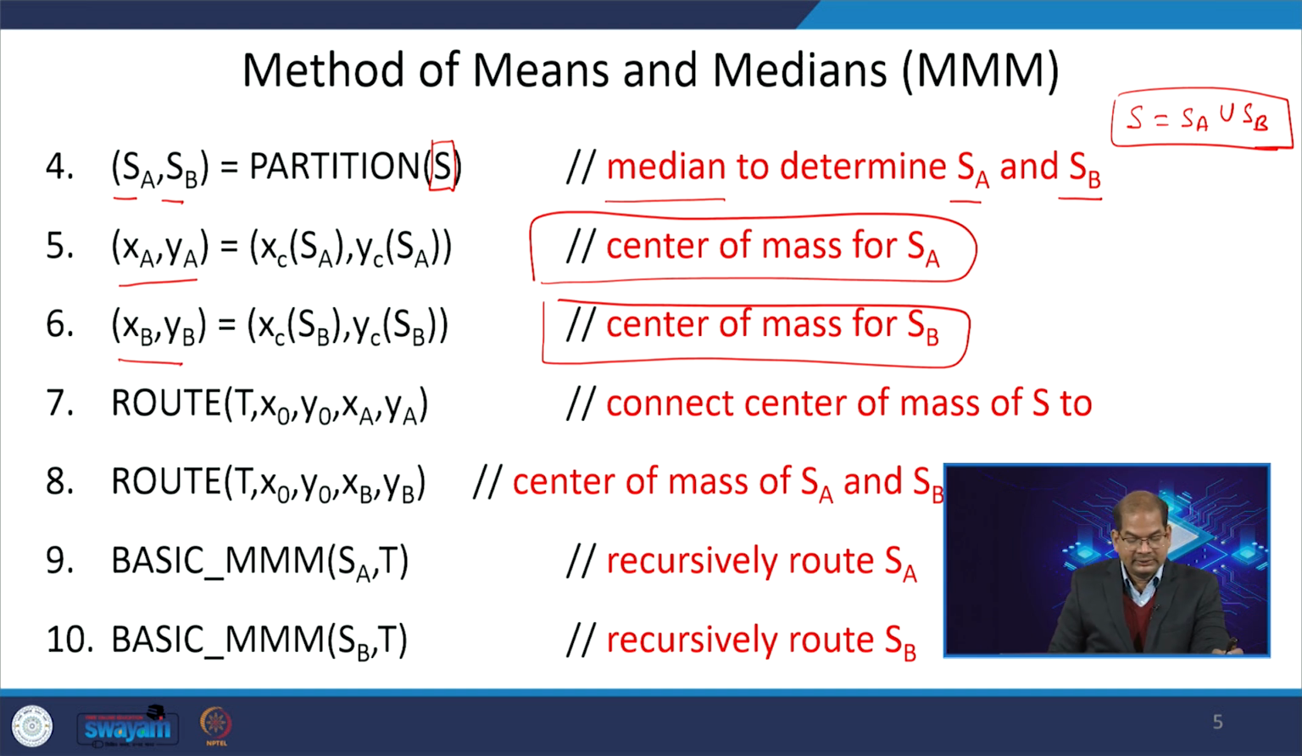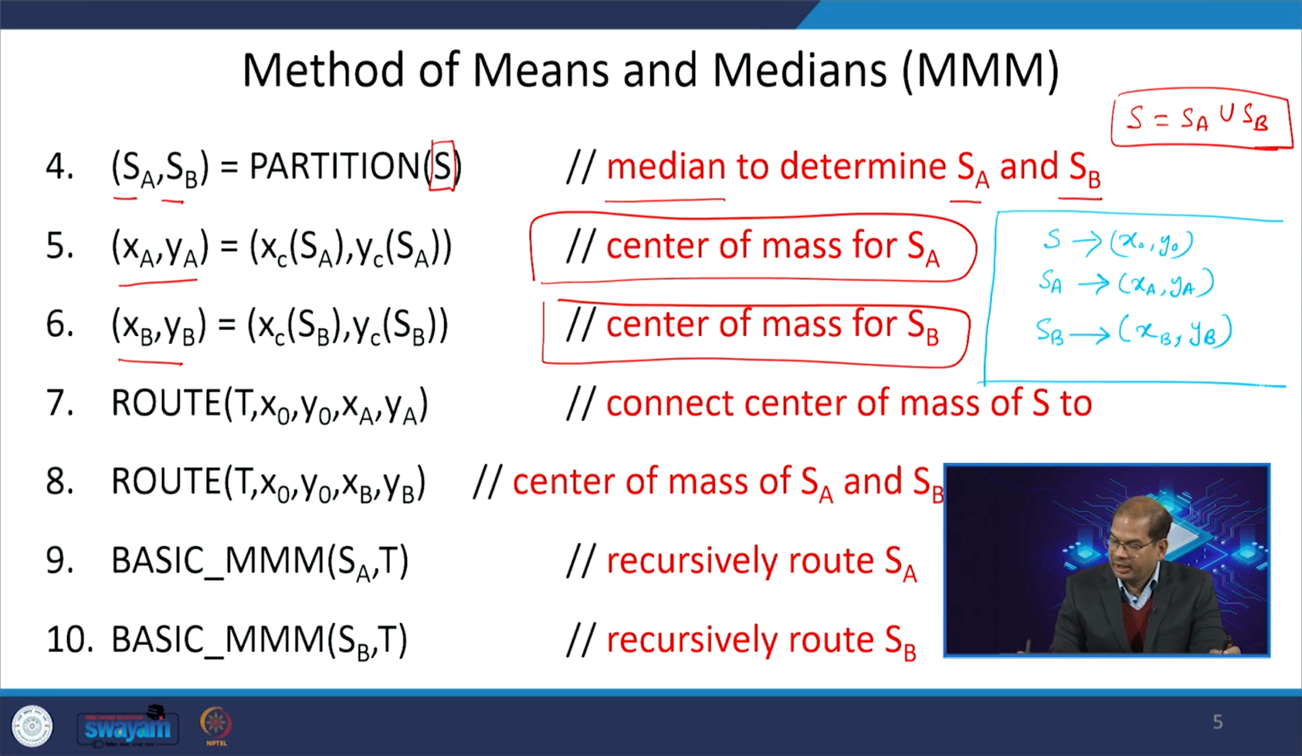Now, what we are doing? We have found three centers of mass. One corresponds to S, that is x 0 comma y 0. Then we have S A, with center of mass x A comma y A. Then S B, whose center of mass is x B comma y B.